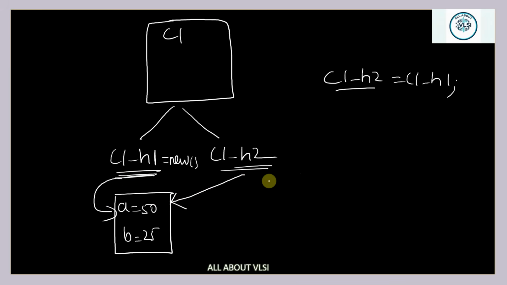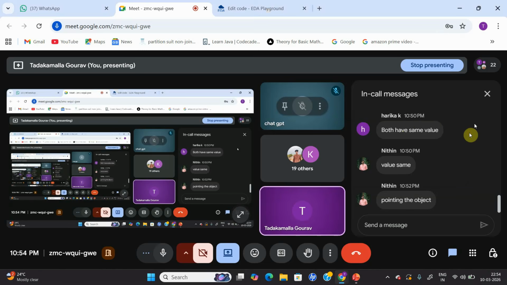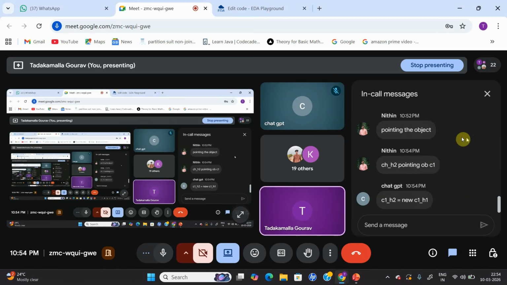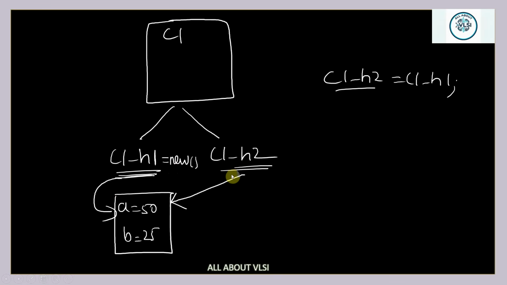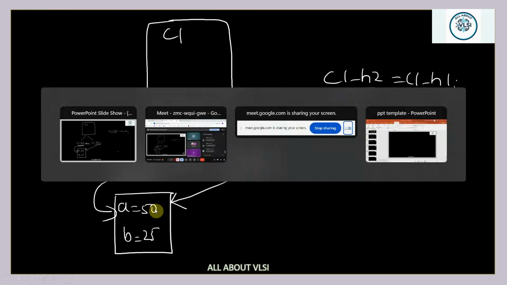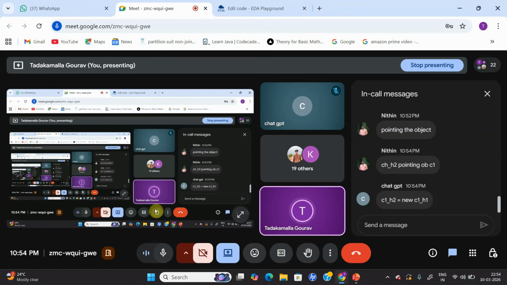Okay, guys, is it clear for everyone? Exactly. C1_H2 is basically pointing to the object which was created for C1_H1. So both the handles are now pointing to the same object. Yes or no? Is it clear?